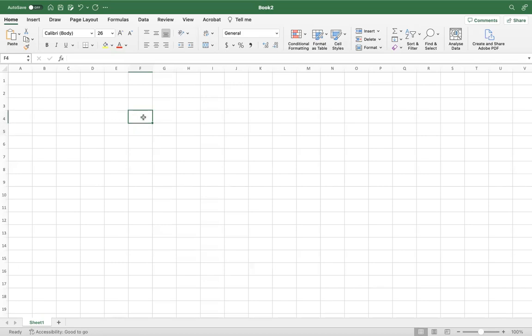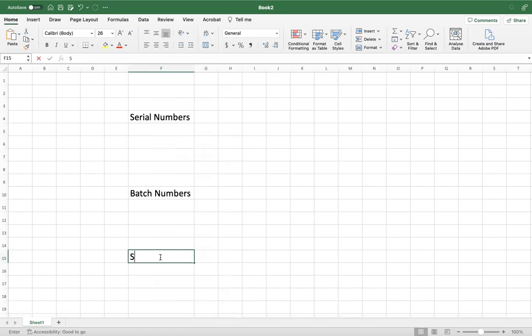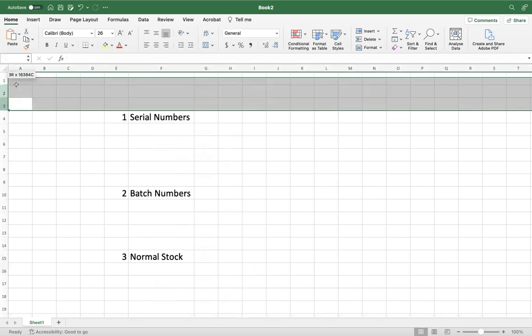So let's take three categories: serial numbers, batch numbers, and normal stock. Why am I mentioning normal stock? So we have three categories. One is serial numbers, the second is batch numbers, and the third is normal stock, just on a quantity basis.